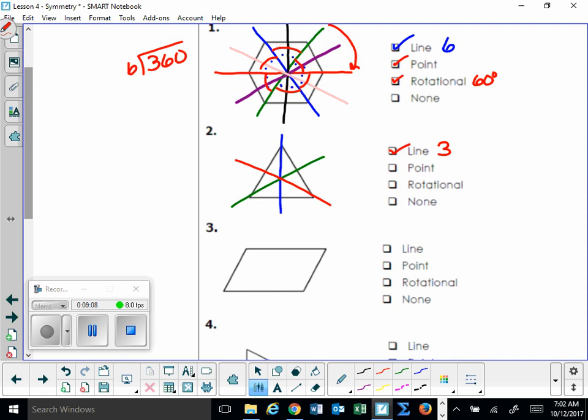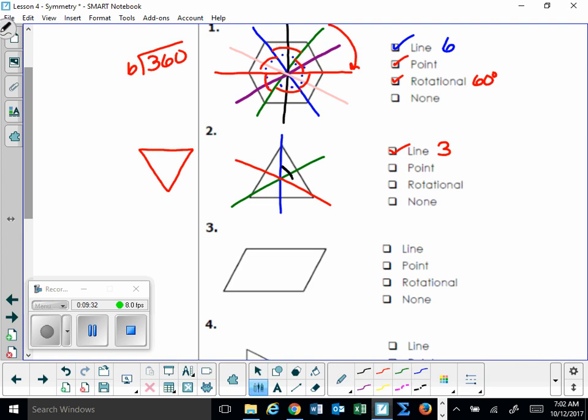Okay, if I turn that upside down, does it look exactly the same? No, if I turn it upside down, it's going to look like this. So I know I do not have point symmetry. What about if I turn it at another angle, will I be able to match a vertex to a vertex? And actually, I think that will work.